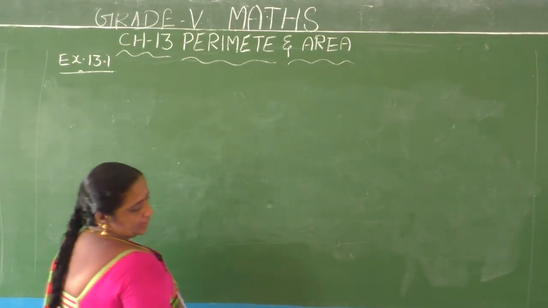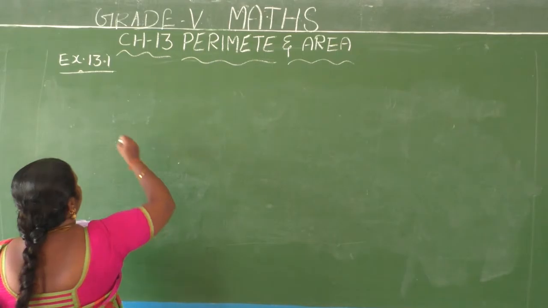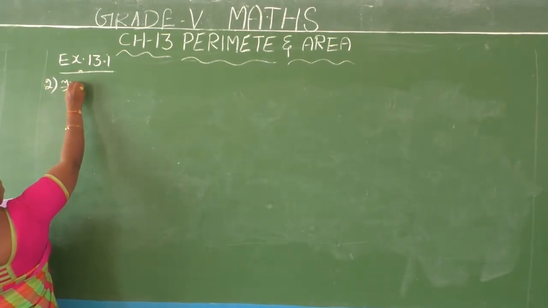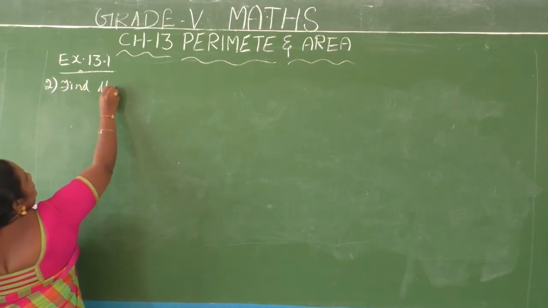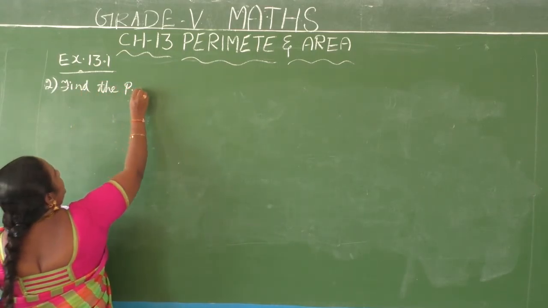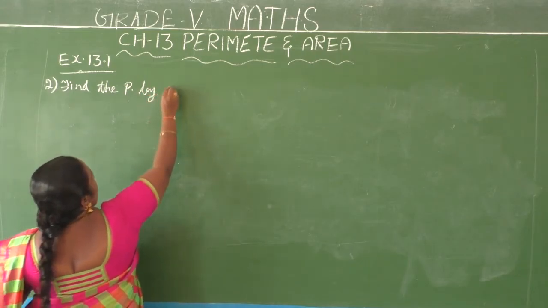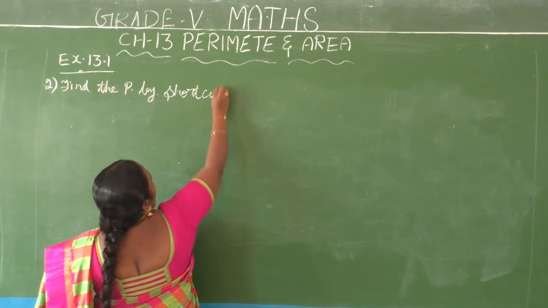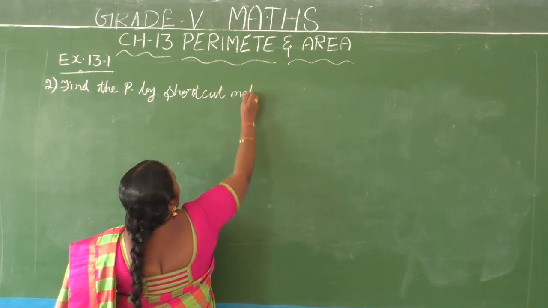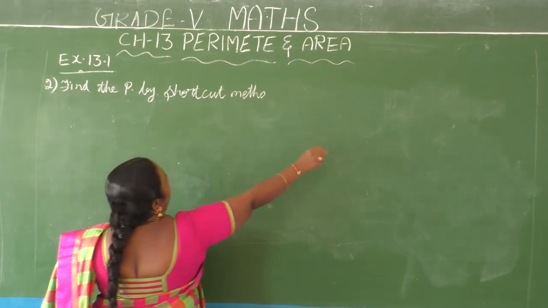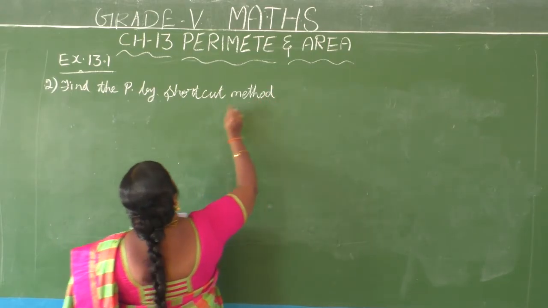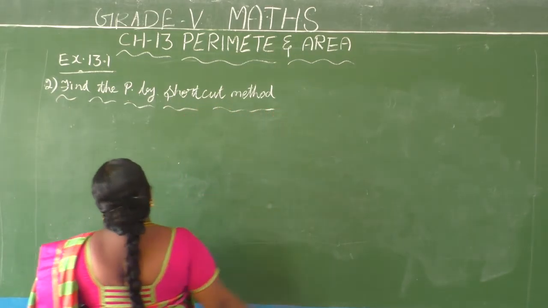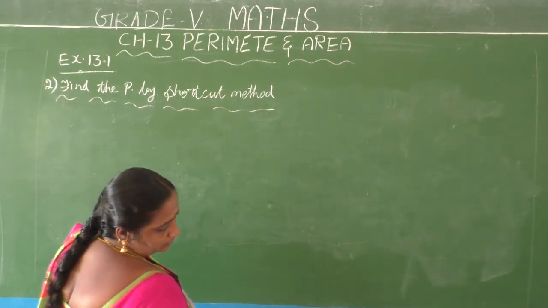Find the perimeter by the shortcut method. So what is the meaning of shortcut method? Just now I taught you that formula, no? You have to use that formula and find the answer. Okay, see the first one.